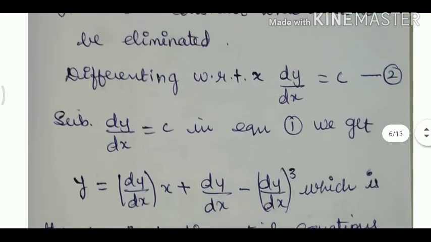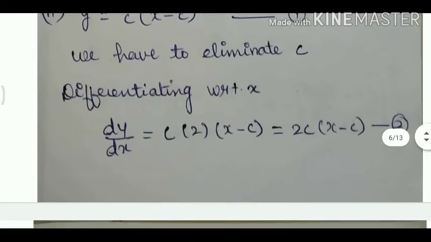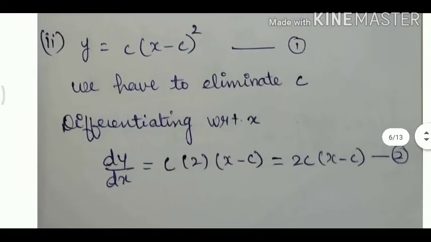Okay, going to the second one, that is in the second question, second part. Y equal to c into x minus c whole square. This is taken as the first equation. We have to eliminate c, so I am differentiating with respect to x. Y is differentiated, we are getting dy by dx. For c into x minus c whole square, for example if x square is differentiated you are getting 2x. Likewise here x minus c whole square gives 2 into x minus c. So we are getting 2c into x minus c. That is the second equation.